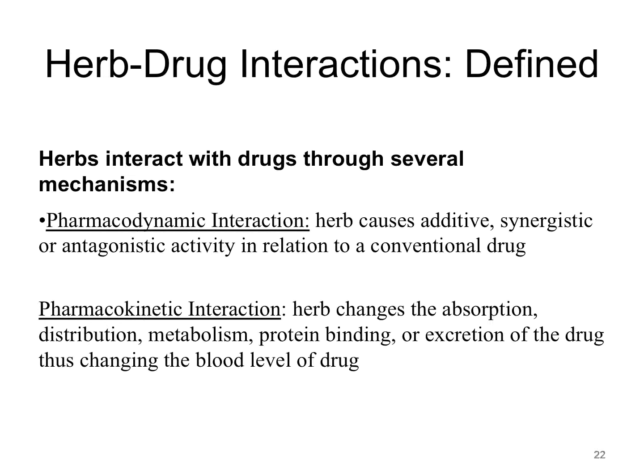So there's two types of mechanisms that we usually have with herb-drug interactions. We have a pharmacodynamic interaction and a pharmacokinetic interaction. Pharmacodynamic is when the herb causes additive, synergistic, and antagonistic activity in relation to the drug. Pharmacokinetic changes the absorption, distribution, metabolism, protein binding, or excretion of that particular drug. Both of these can happen simultaneously, and we all know this type of stuff.